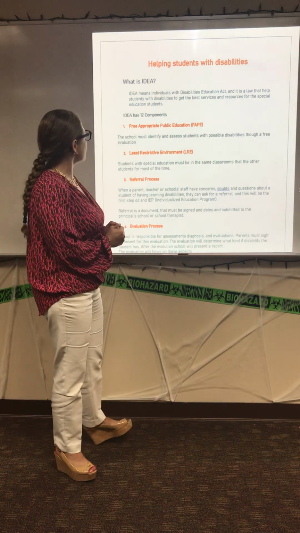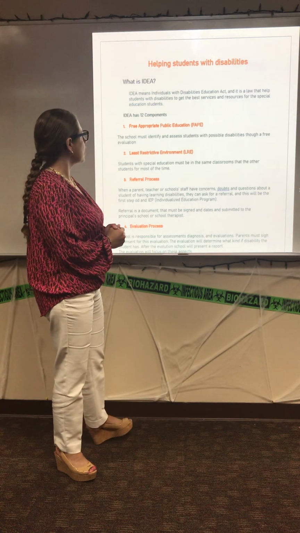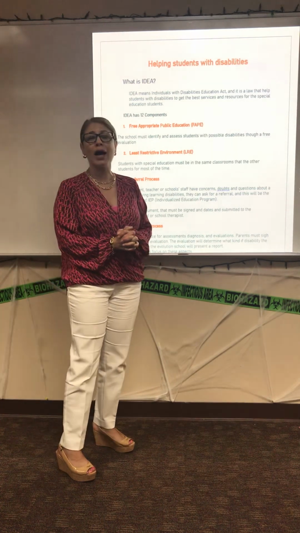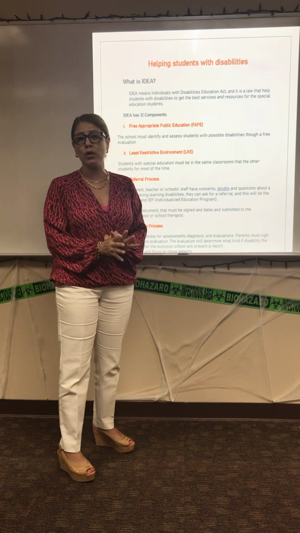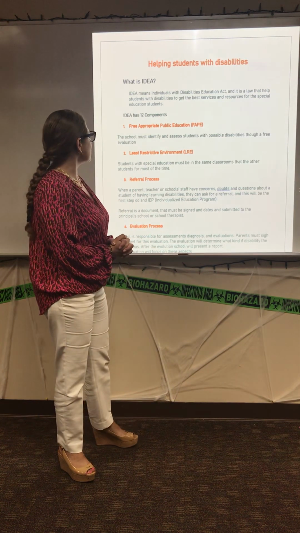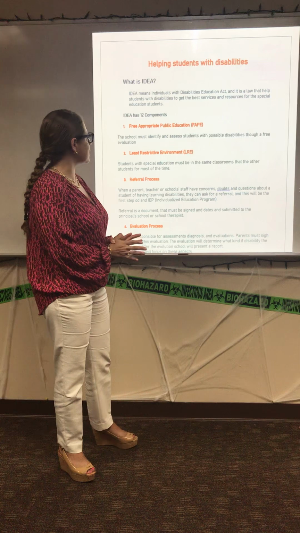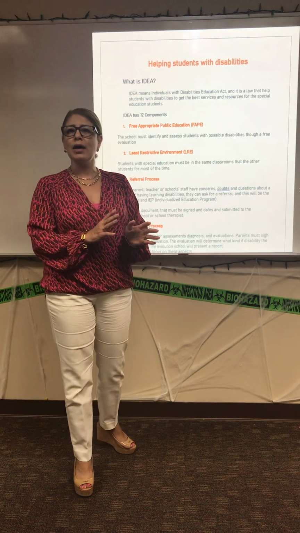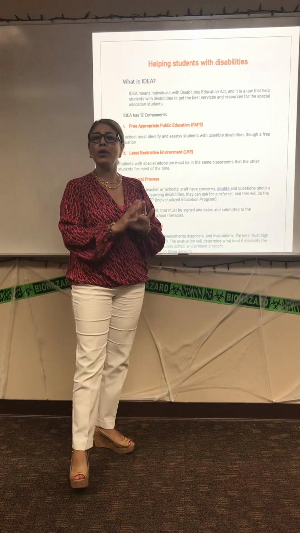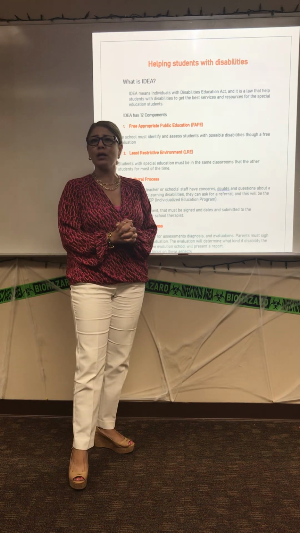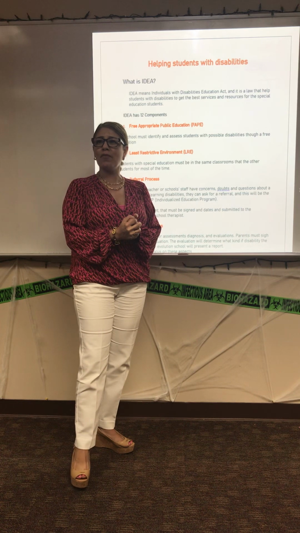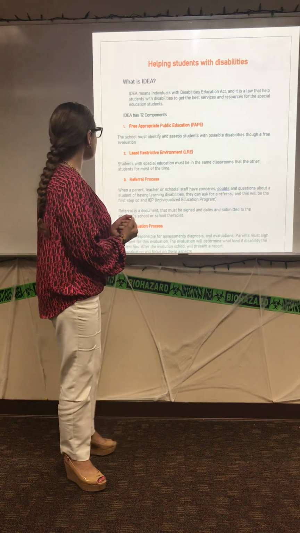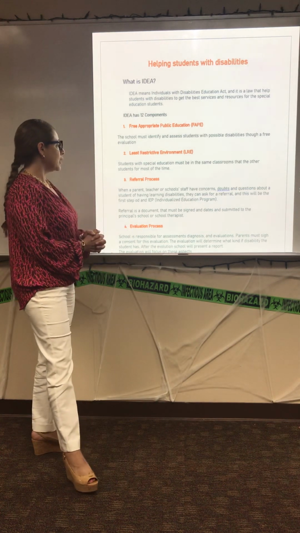The first one is free appropriate public education. That means that all the kids with disabilities have to go through a free evaluation that the school is going to provide. Least restrictive environment. This means that all the kids with disabilities must be the majority of the time with kids without disabilities. This is to help them to be in the same environment as other kids and to merge with the other kids.